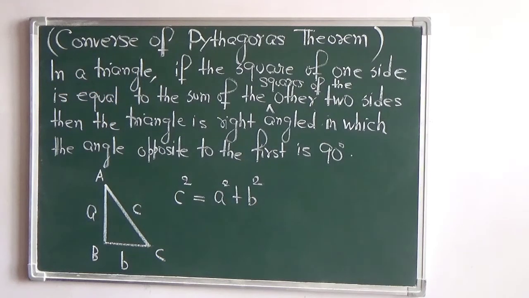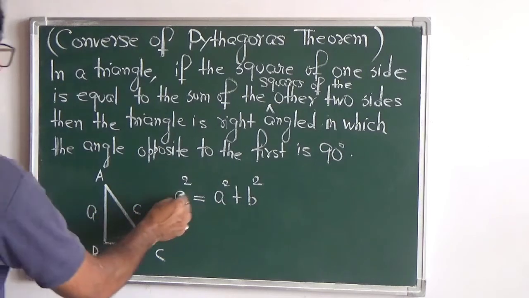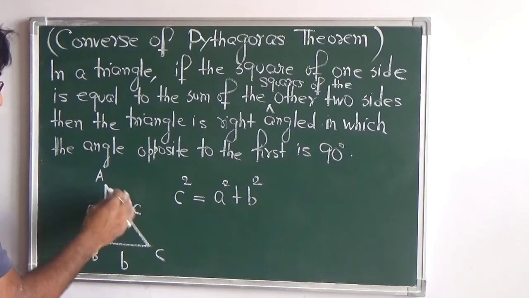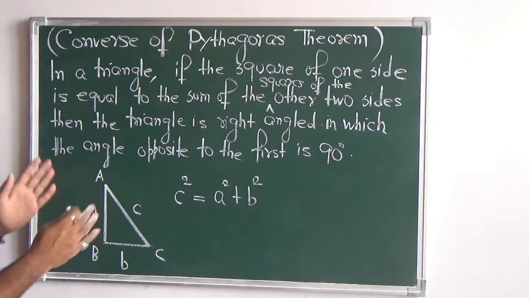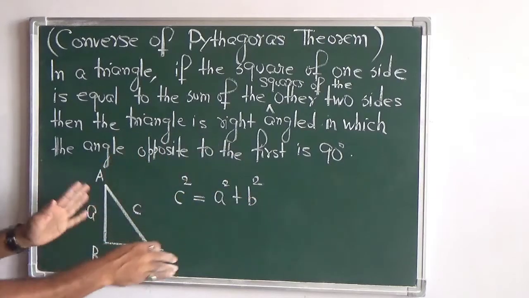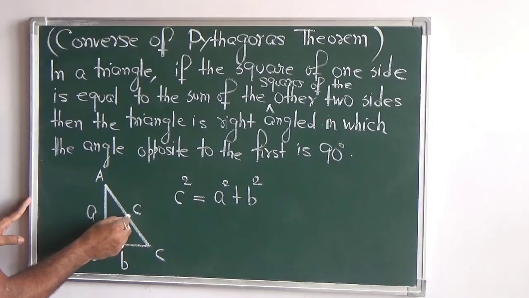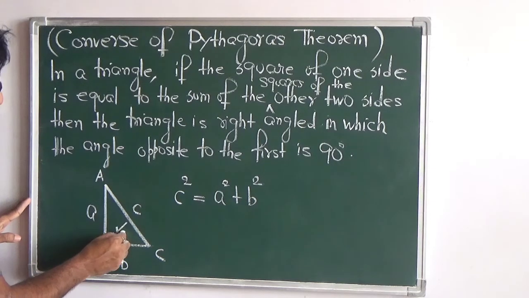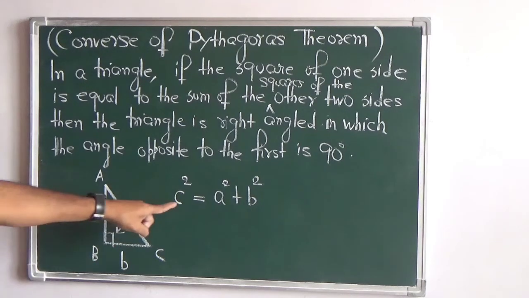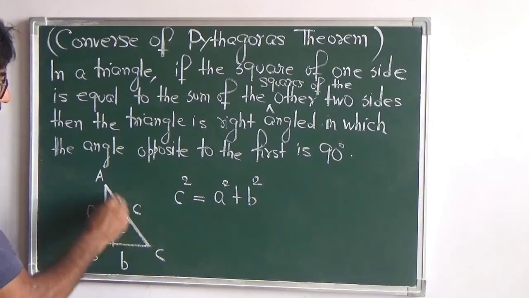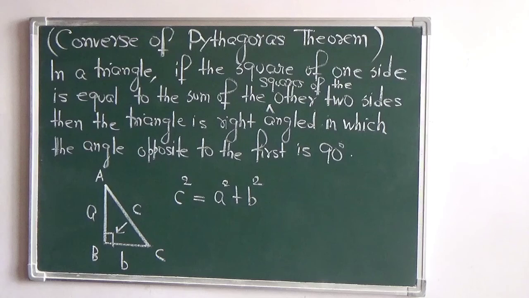If this is true, that is the square of one side is equal to the sum of the squares of the other two sides, then this triangle is a right angle triangle. Before this we are not calling it a right angle triangle. If this relation is valid, then we say this is a right angle triangle, and the angle opposite to this side is the right angle. The first side, which you have taken the square of, is the longest side. So if this relation is true, then this is a right angle triangle, and the angle opposite to this longest side is the right angle, or 90 degrees.